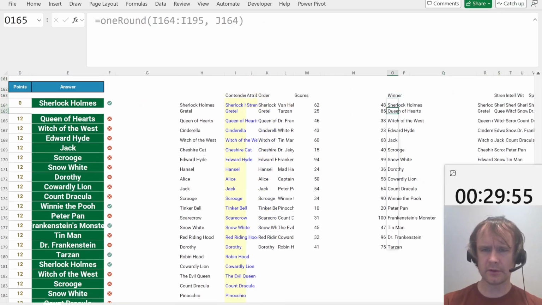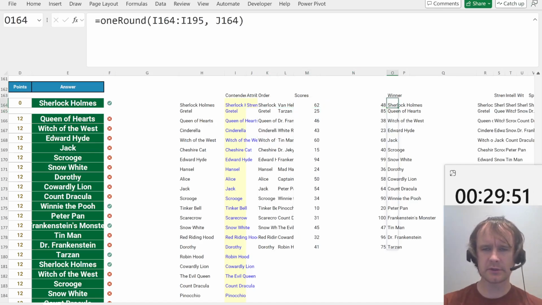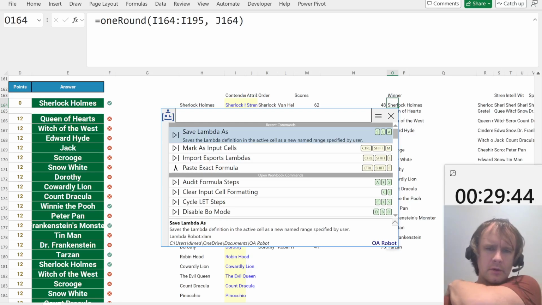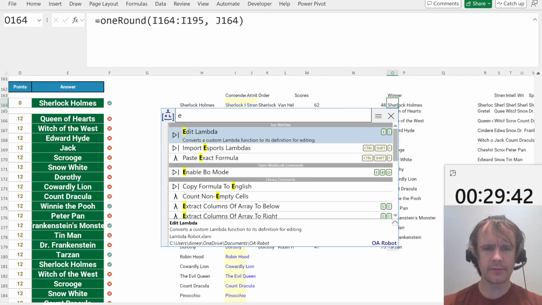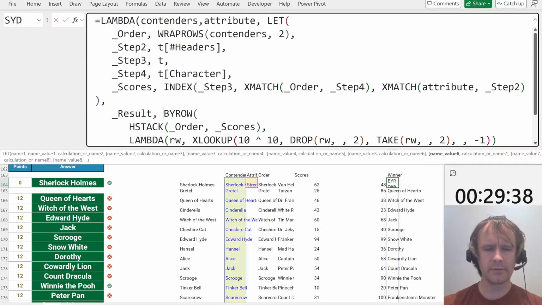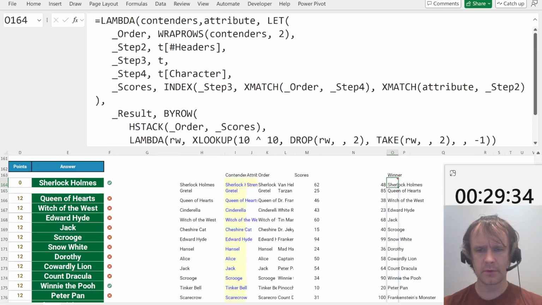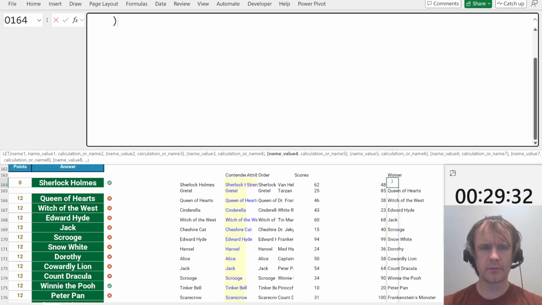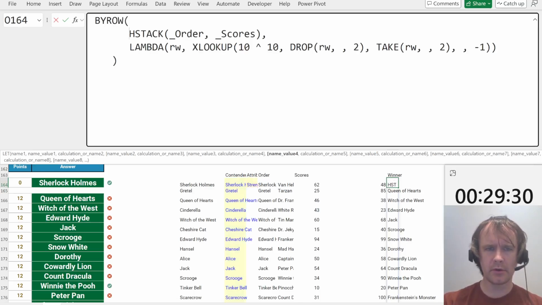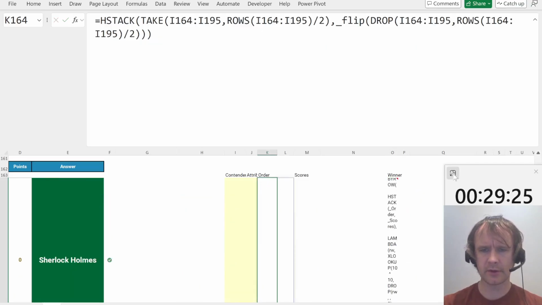So then that still gives me the Queen of Hearts as the second winner. What? Oh, sorry, yeah, that's because this is saved. Okay. So then I need to rebuild my biro. I should be able to get my edit lambda. Edit lambda. And here's my biro. Okay. So we're going to biro of this stuff. Oh, what the heck just happened?